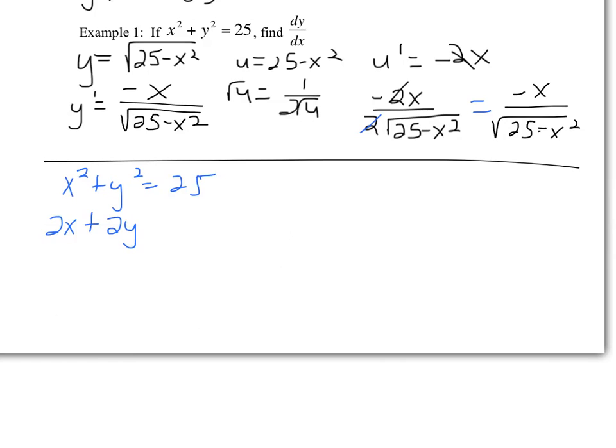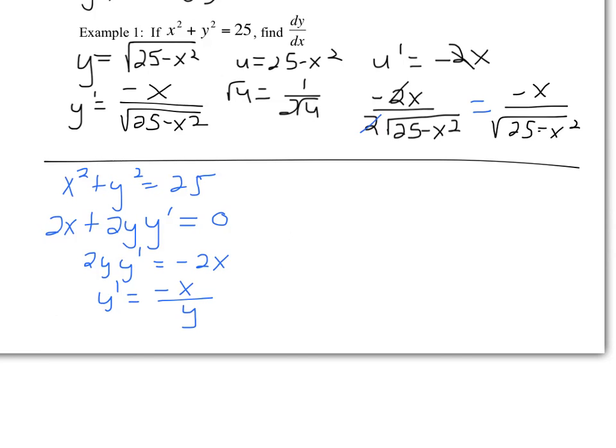But we just did the derivative of y, and since it's with respect to x, we're going to go ahead and tack on a y prime. And the derivative of 25 is 0. So now if I solve this for y prime, because that's what we're trying to find, that derivative, I would get negative 2x.